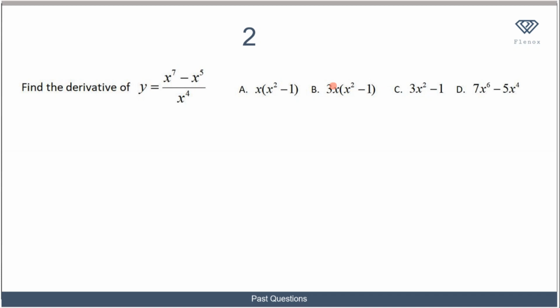And here we are told to find the derivative of y is equal to x raised to the power 7 minus x raised to the power 5, all over x raised to the power 4. So what comes to mind initially? What comes to mind normally is to try to use the quotient rule. And if you use the quotient rule, you are still going to get the same answer, but it's going to be a very long and tedious process. But there's a better way to do this, and I'm going to explain that right away.